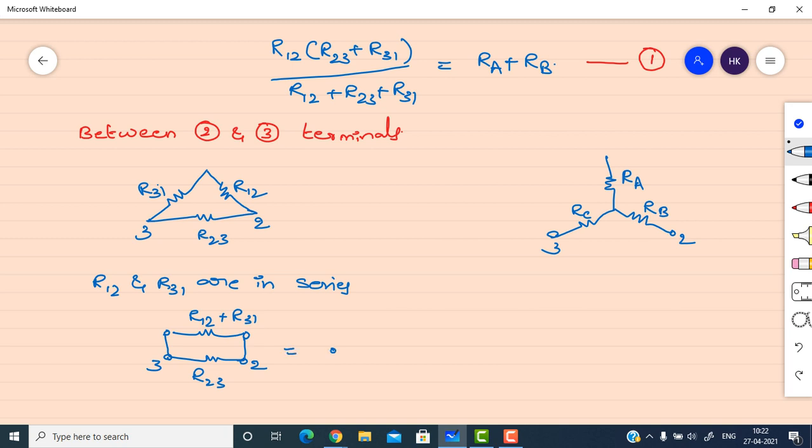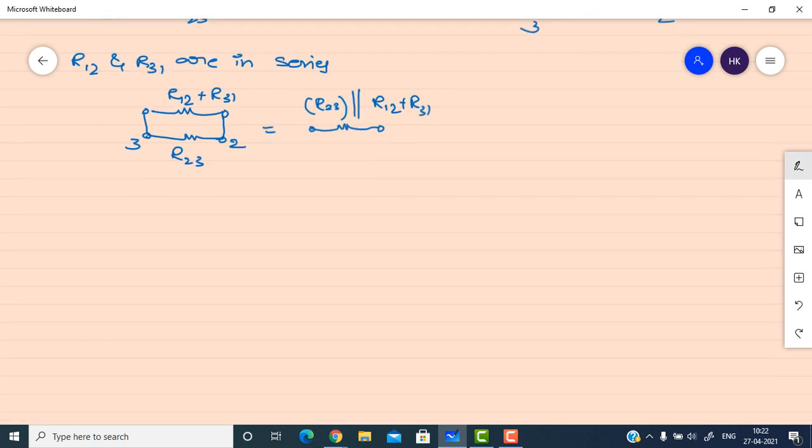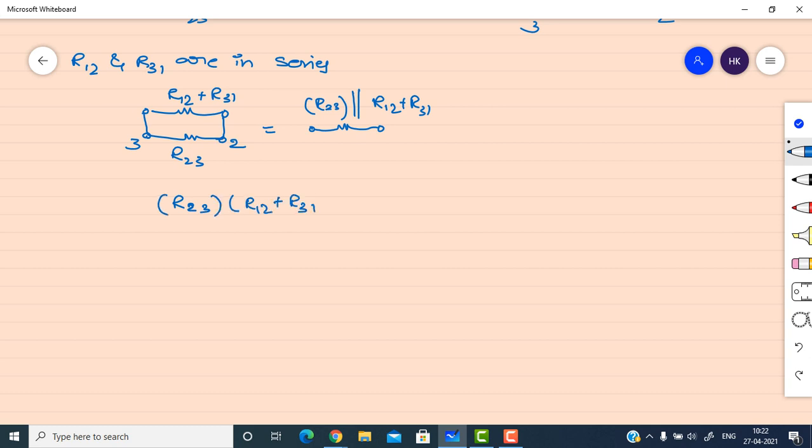Now these two are again in parallel. So equivalent resistance will be R23 in parallel with R12 plus R31. So parallel combination equivalent resistance is R23 into R12 plus R31 by the sum of the resistances, R12 plus R23 plus R31. So this is the equivalent resistance between 2 and 3 terminals in case of delta.